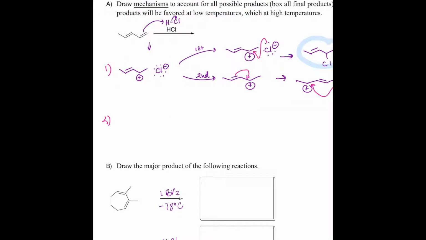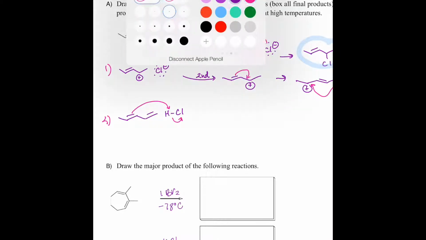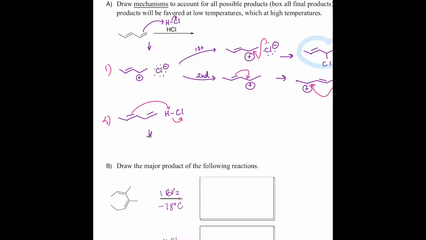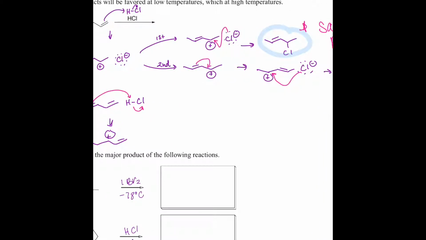For our second possibility, I'm going to look at the other double bond. So I'm going to draw this out. Okay, so in this scenario, this double bond over here is going to go over, grab the hydrogen. It's going to break, and then you're going to end up with something that looks like this. And then now we have two routes again.